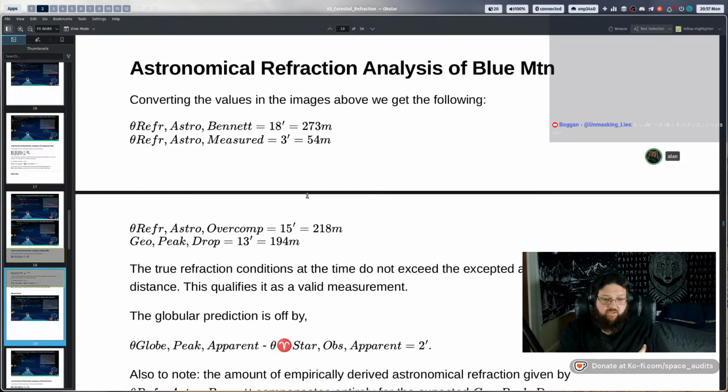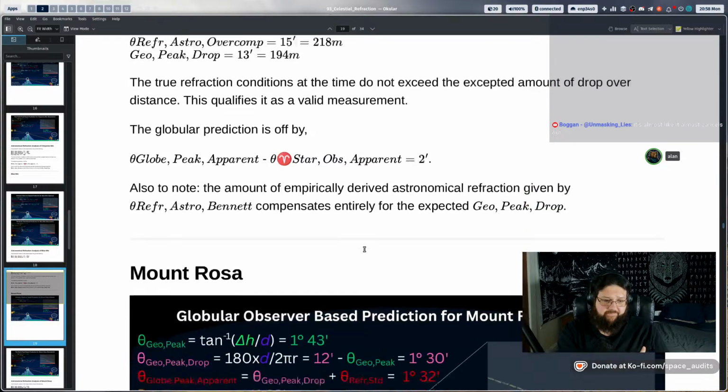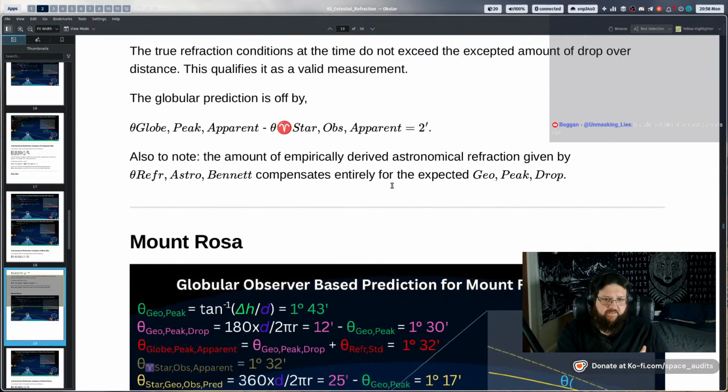All right, this qualifies as a valid measurement because the drop over distance does not exceed the refraction amount. Then they're off by 2 arc minutes again on the apparent versus the occlusion there.